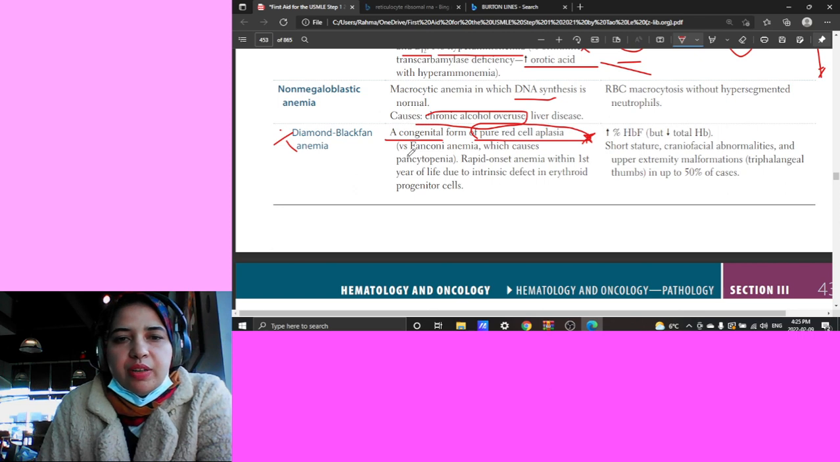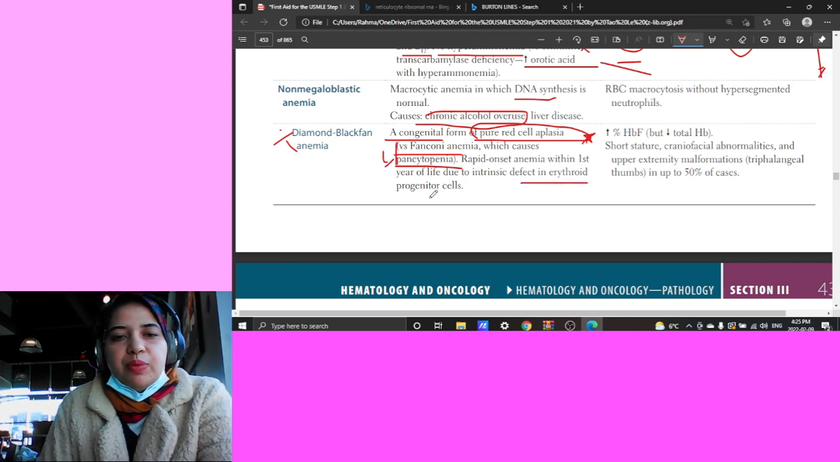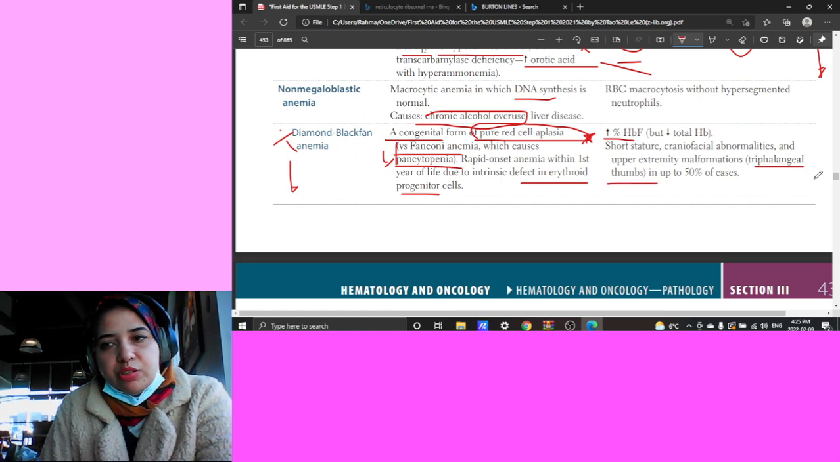Pure red cell aplasia versus Fanconi anemia, which causes cancer. You need to differentiate this from Fanconi anemia, which has decreased levels in all three cell types. And this is generally just a pure red cell decrease. You're going to have an increase in HbF, short stature, craniofacial abnormalities, and the only buzzword here is the triphalangeal thumb.